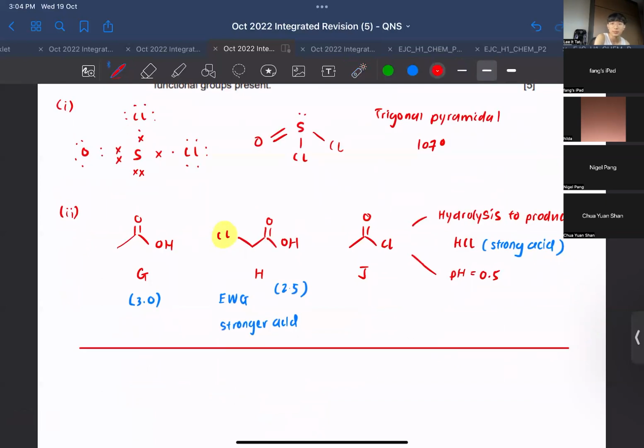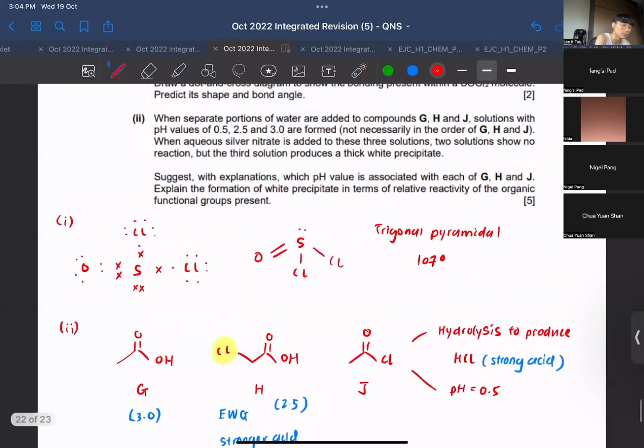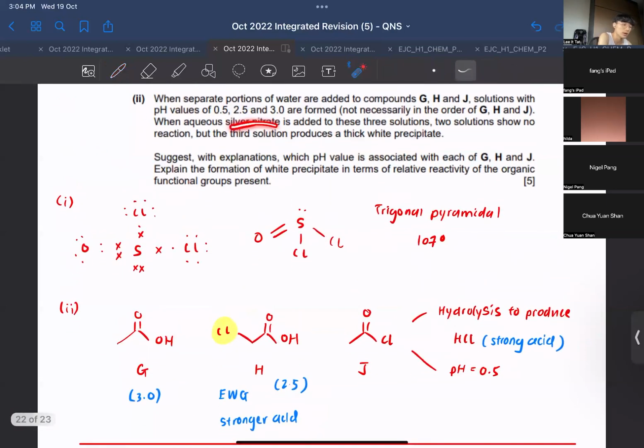Moving to the second part of this question, we now need to explain about the silver nitrate and the white PPT. Of course, the white PPT here, you should know by now is AgCl. But they asked us to explain in terms of reactivity. So the first part of the question was acidity. Now they want you to explain reactivity, so reactivity of the organic compounds. What are we supposed to discuss here?